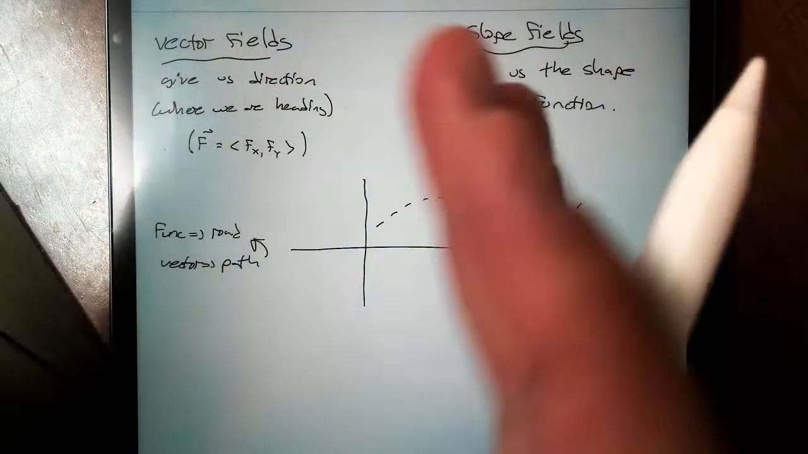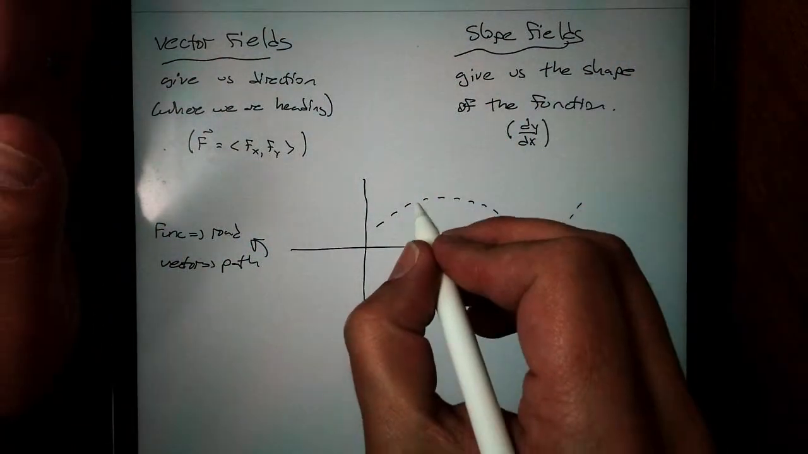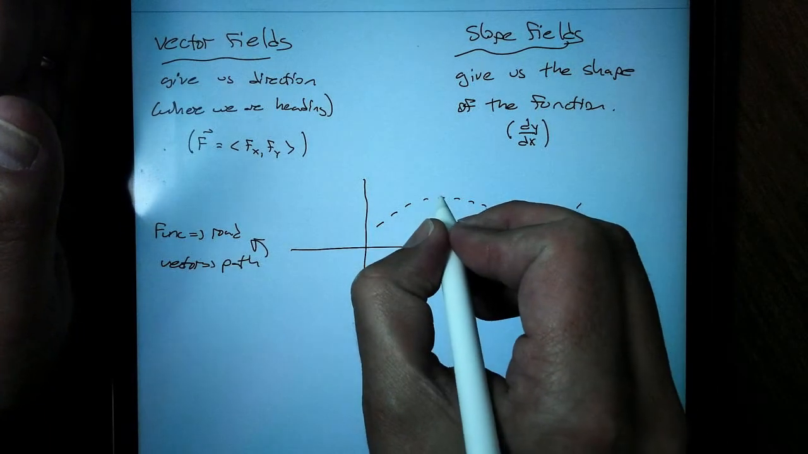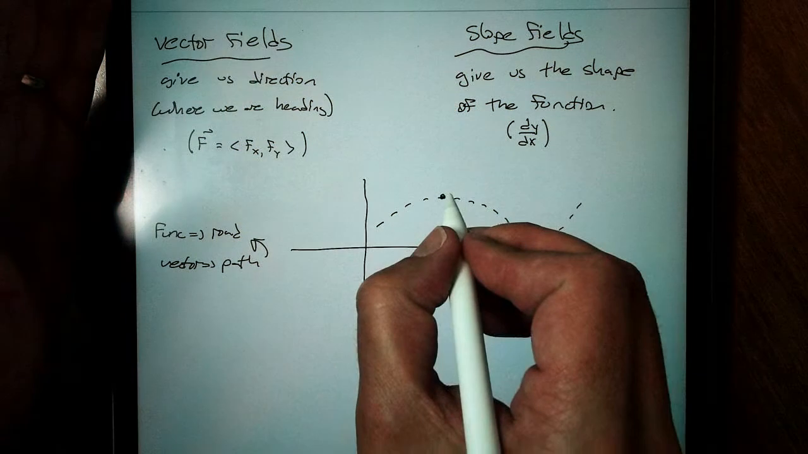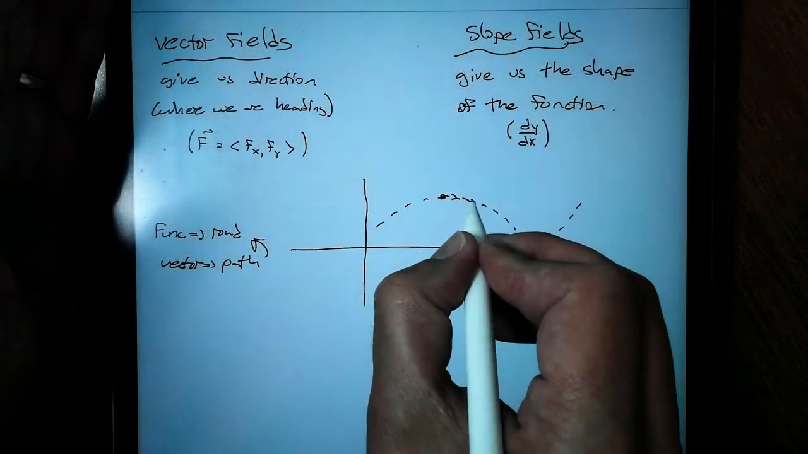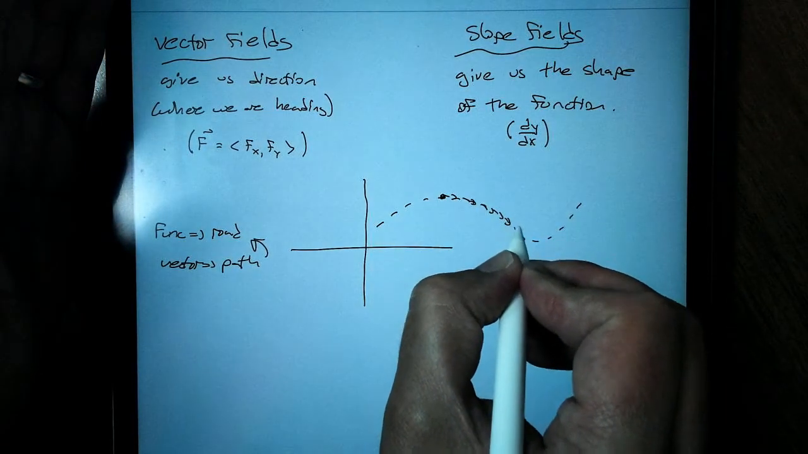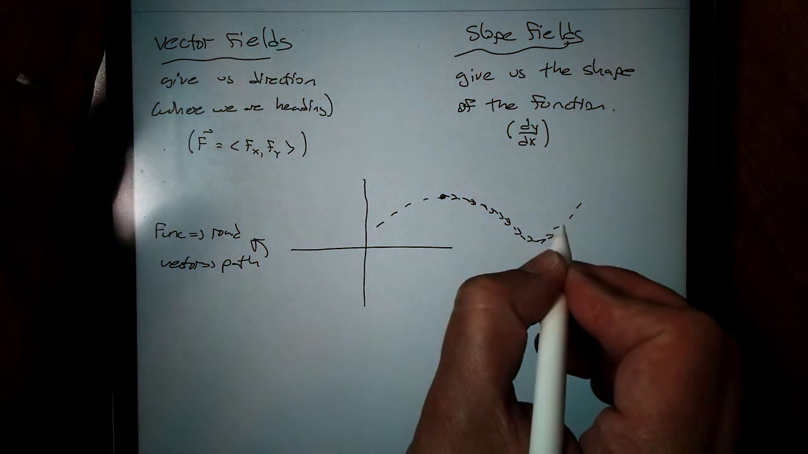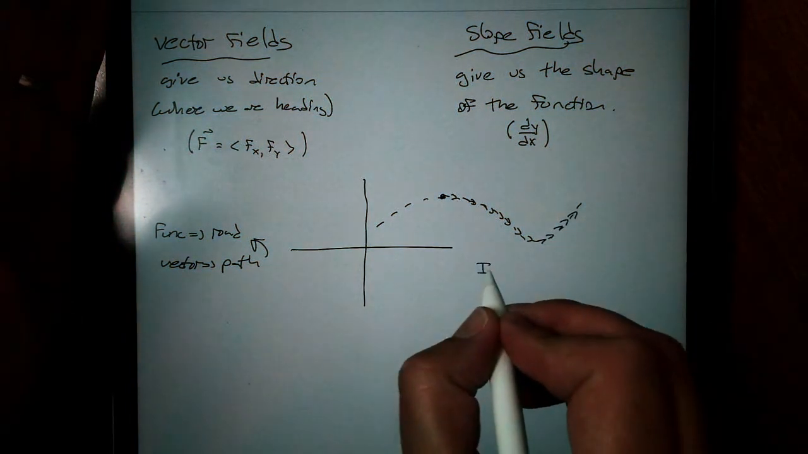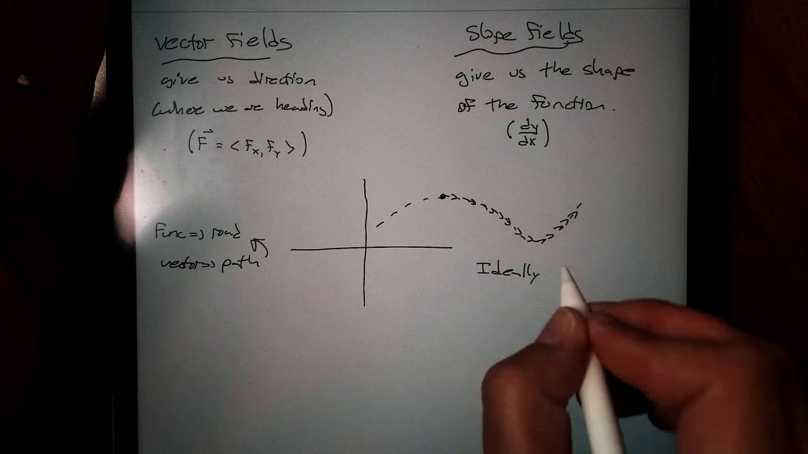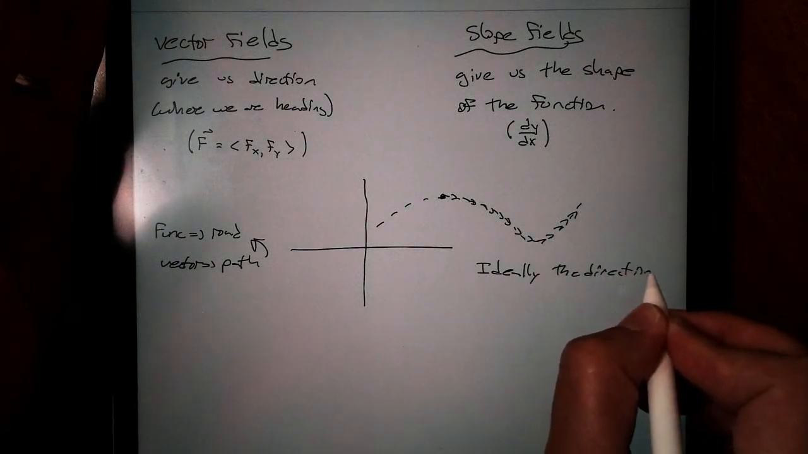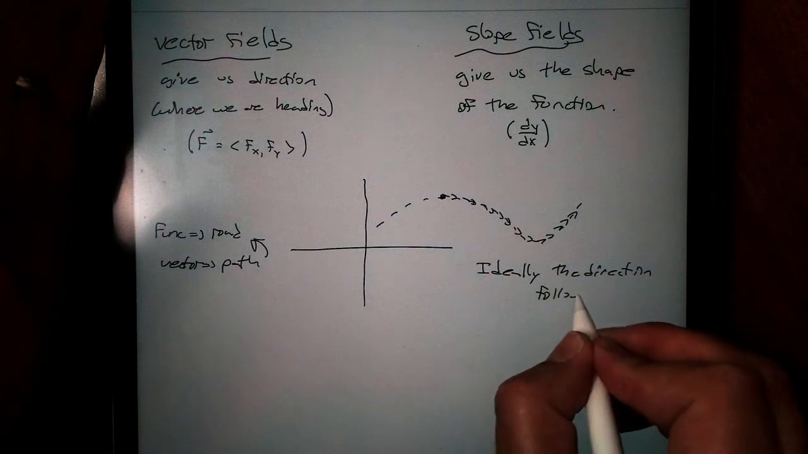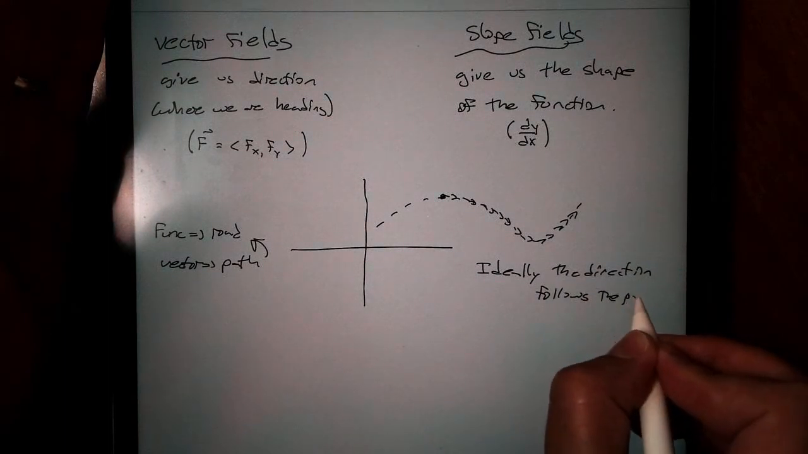So if I'm given a vector field, if I'm given a point on that vector field, the difference is a vector says I'm specifically only going in a direction. Now again, ideally, the direction should follow the path. Direction follows the path. That's the ideal.